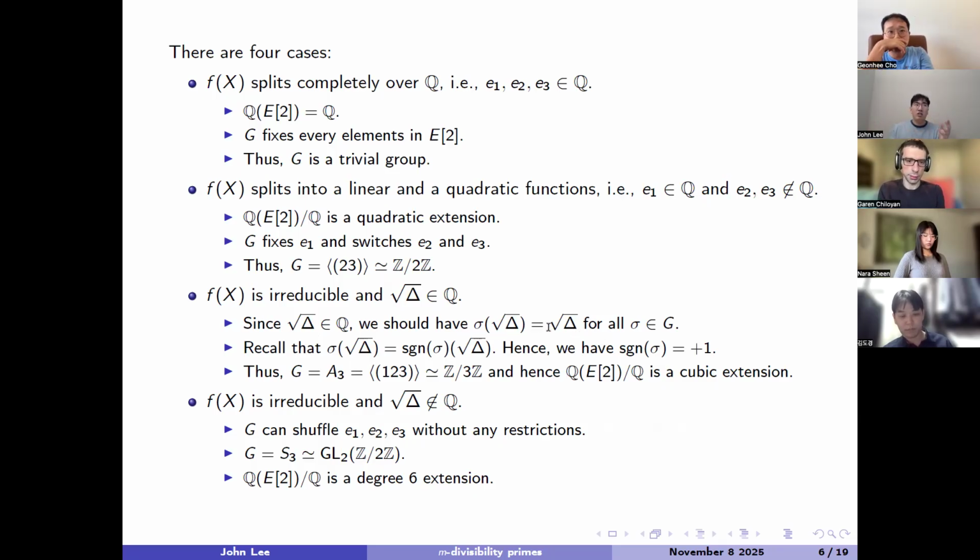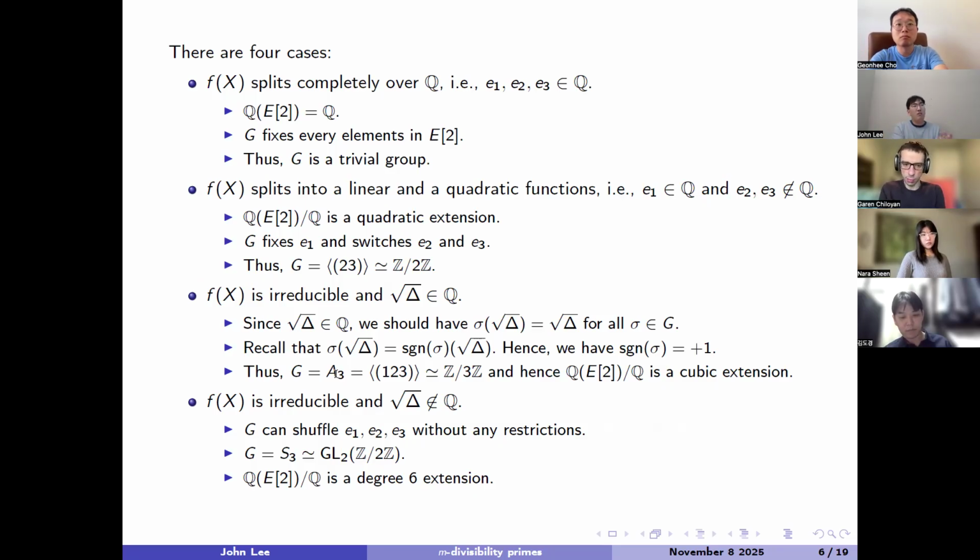And in the group S3, we have two subgroups in which every element has sign +1, which are the trivial group and the alternating group. It cannot be the trivial group because f(x) is irreducible, and this one should be the splitting field. That means it cannot be a trivial group. So it better be the alternating group, A3. So it can shuffle e1 to e2, e2 to e3, e3 back to e1, like rotating. In this case, Q(E2) is a cubic extension of Q.